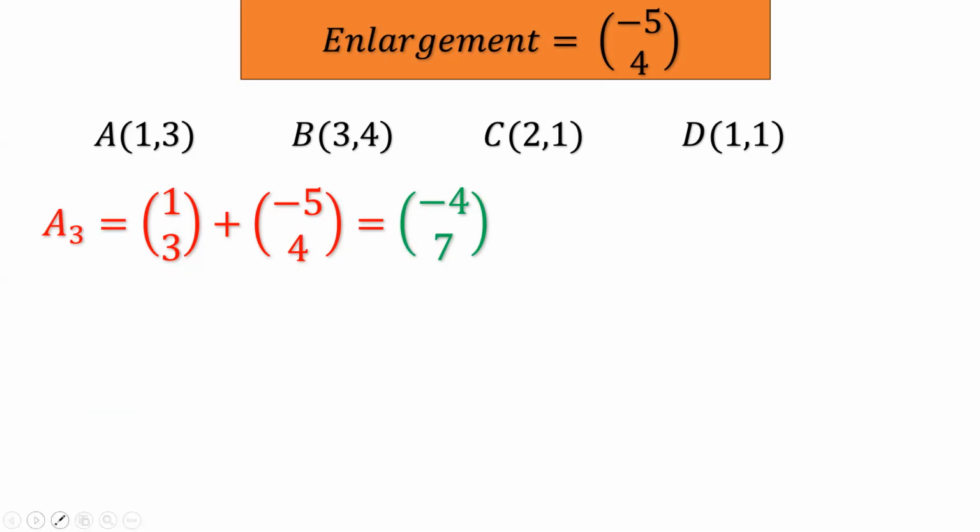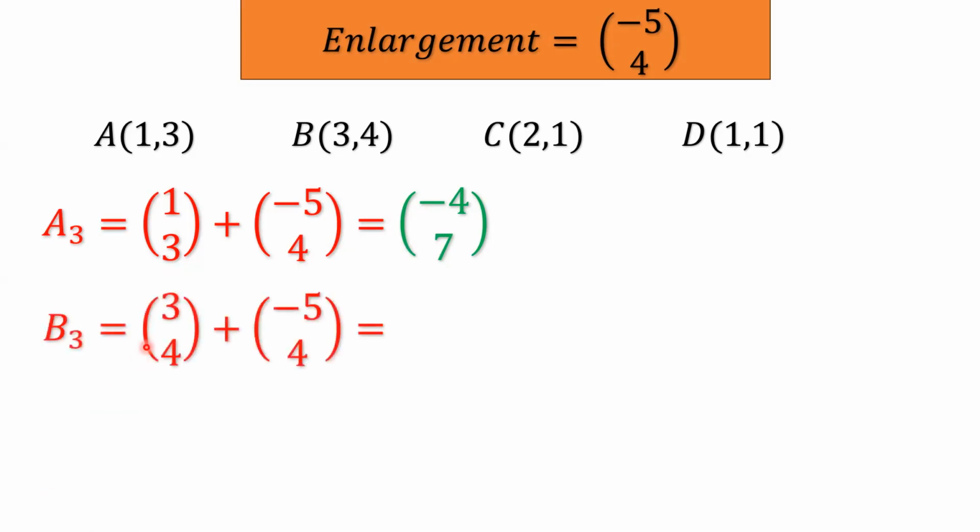7. And then B3. B3, we have 3, 4. We add that to negative 5, 4. 3 plus negative 5 is going to be what? 3 plus negative 5 is going to be negative 2. And 4 plus 4 is 8. So our new point is negative 2, 8.